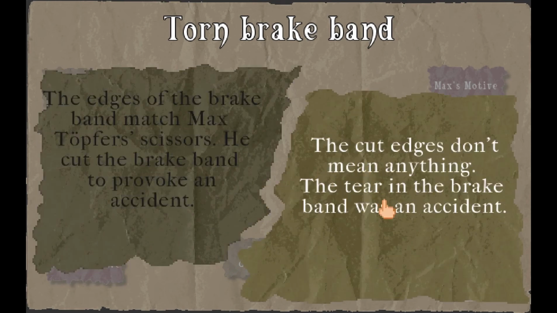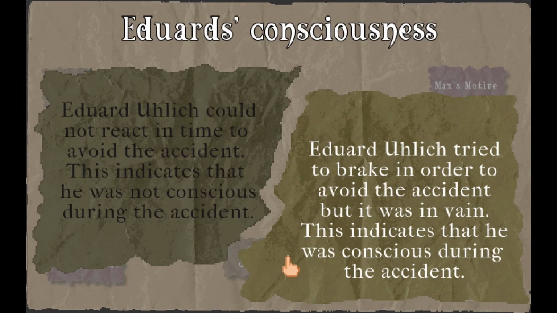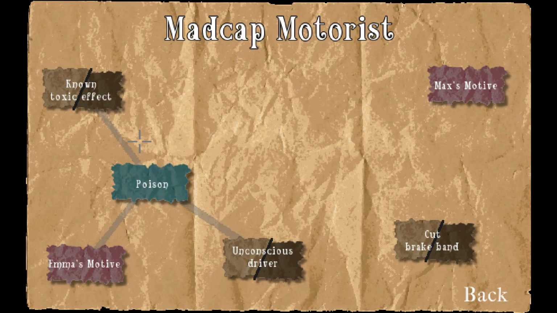The cut edges don't mean anything. The tear in the brake band was an accident. I mean, how could that not mean anything? In what universe could that not mean anything? Sabotage. Oh, we're getting to conclusions. What if he's unconscious? Accident. But what if she did know? Poison.